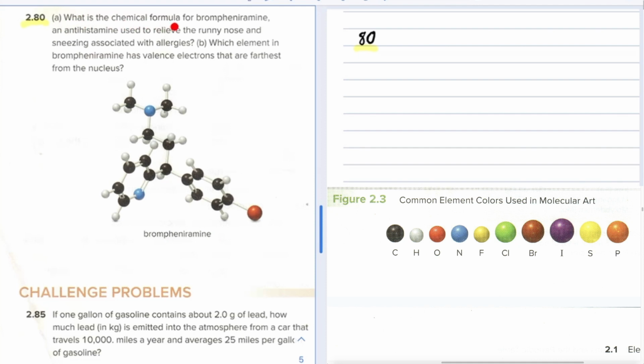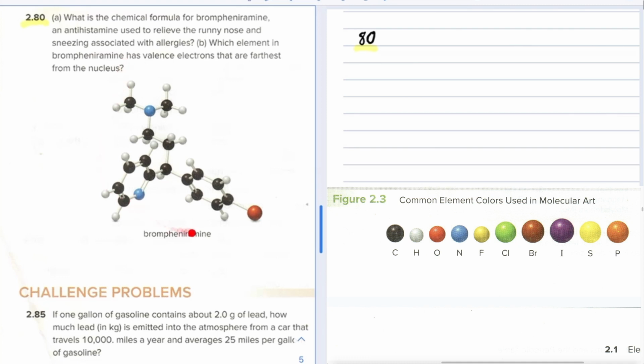What is the chemical formula for brompheniramine, an antihistamine used to relieve the runny nose and sneezing associated with allergies? And then B, which element in brompheniramine has valence electrons that are farthest from the nucleus? So basically, which type of atom is the biggest? That would be the one with valence electrons farthest from the nucleus.